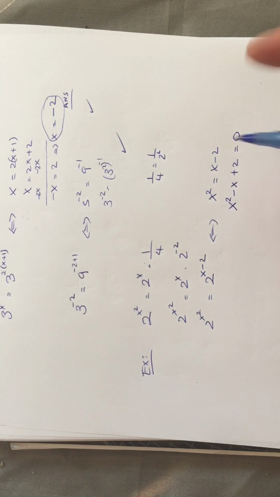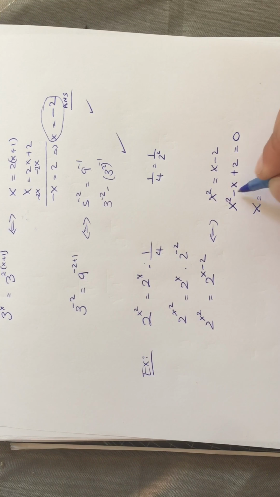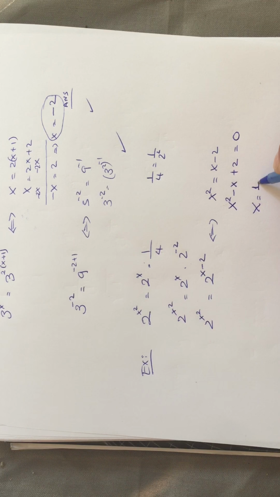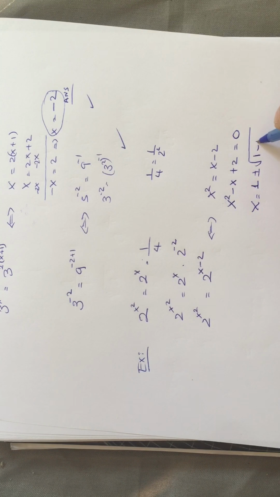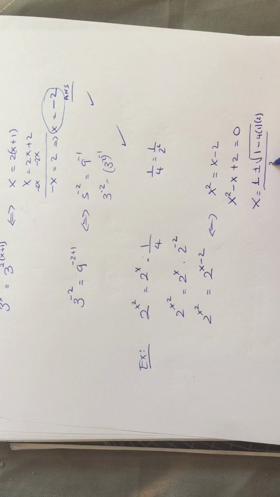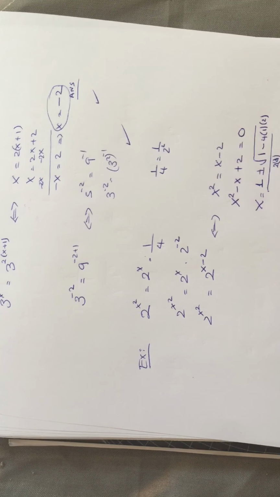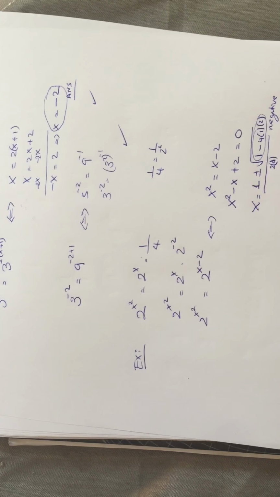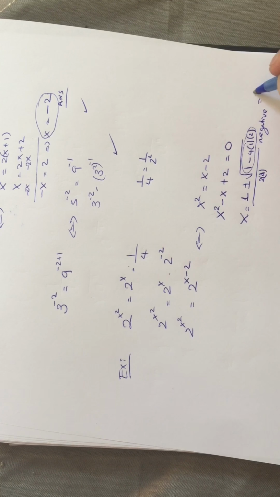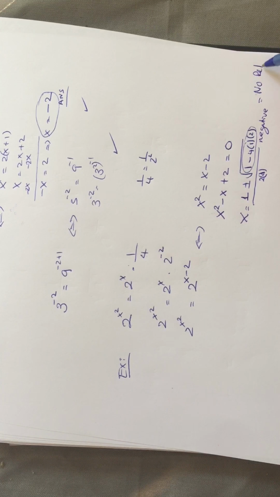Okay, then you can use the quadratic formula. So x equals minus b plus or minus the square root of b squared minus 4 times a times c, over 2a, which is times 1. And notice that the part under the square root is negative. If it is negative, you cannot take a square root. That means no real solution.